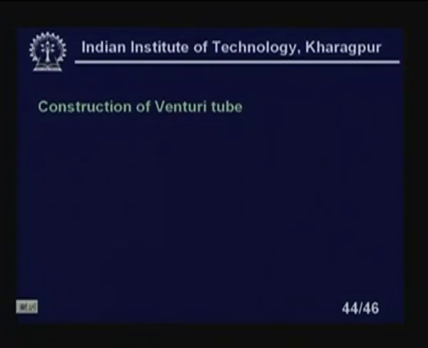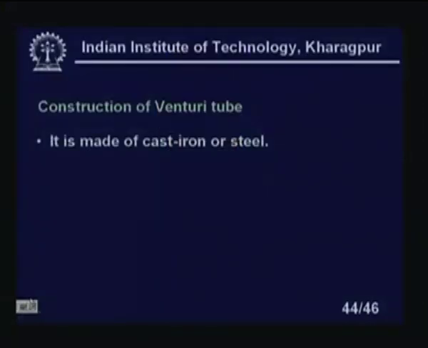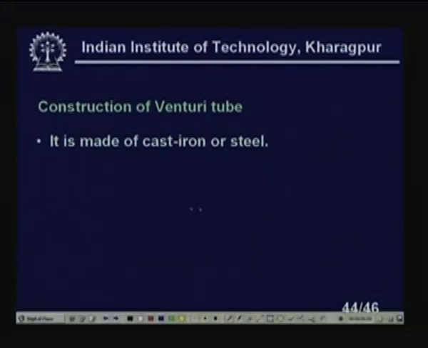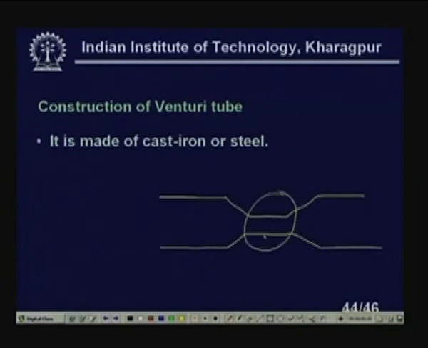Now, the construction of the venturi, how the venturi actually looks. It is made of cast iron or steel. Sometimes, if you have a larger one, it can be made of concrete also. Large volume can be made into concrete; otherwise it is made of cast iron or steel. Sometimes the throat portion of the venturi, because the venturi looks like this, is not the same. This we are calling the throat of the venturi. We have a tap here, we have a tap here. So, this is called the throat.